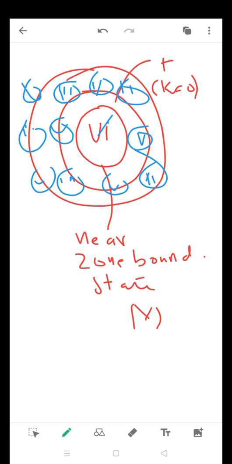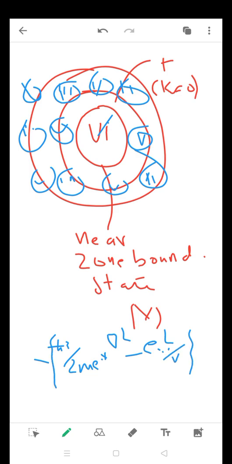Okay. So minus h cross squared by 2m del squared, minus e star squared by R, psi is equal to E psi(R). So this is the basic solution, where e star is basically the effective charge. This potential is actually the effective Coulomb potential, and the solution of it leads to the different bound states that we observed here.